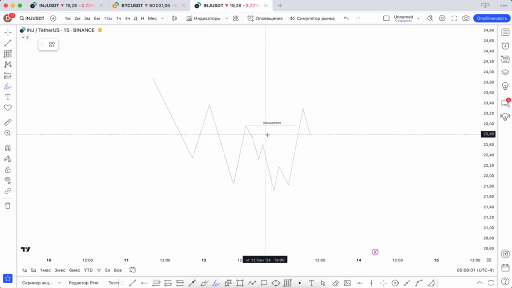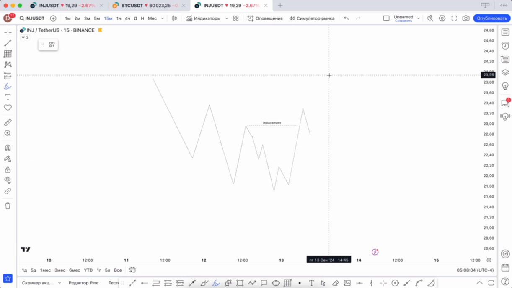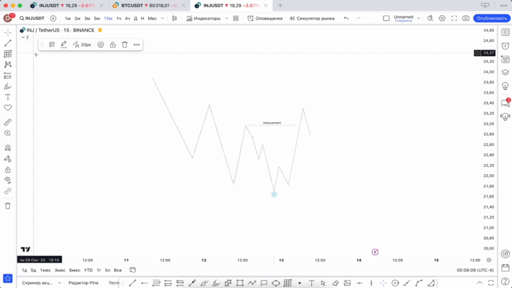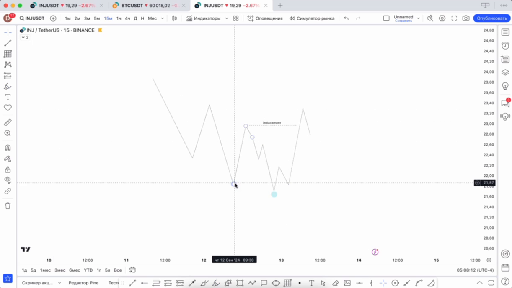After the removal of the inducement, when the price encourages people to buy, for example, the price only now confirms the true minimum. That is, here is the lowest point. That is, this is a confirmed point of oscillation. That is not this, not this. These are just internal minimums that are not confirmed in any way because no inducement has been removed here.